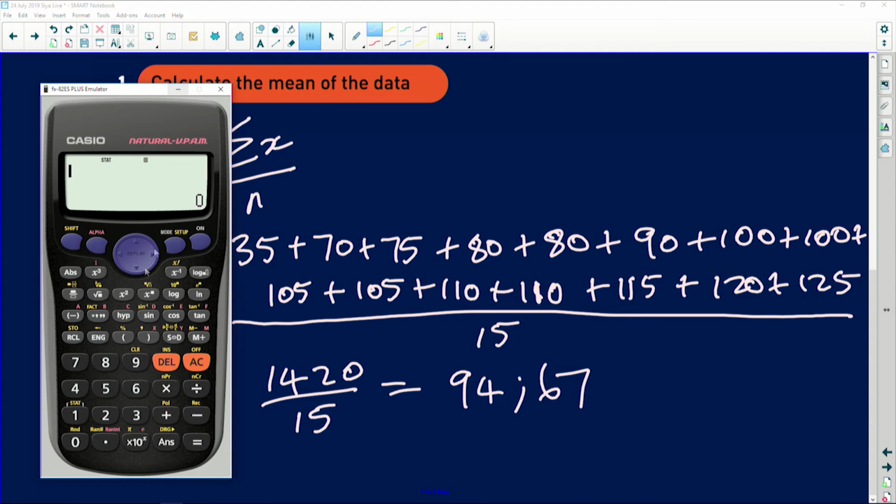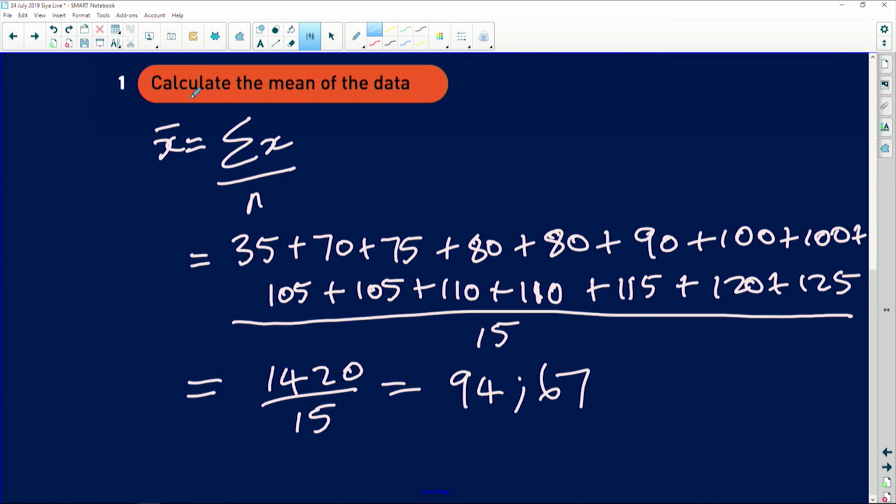For now, you go to shift, number 1 for stat. We're talking about variation. The mean is option number 2. It's 94.67. So I was just showing you how to go about doing it with the calculator.